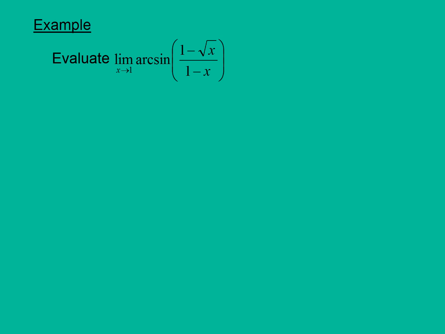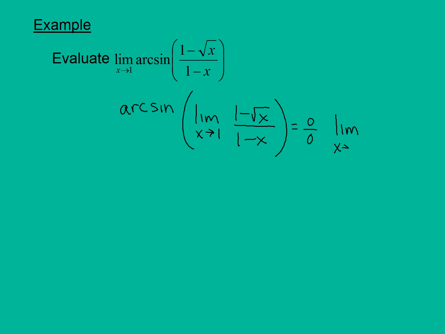Evaluate arcsine of 1 minus the square root of x divided by 1 minus x as x approaches 1. We are going to use some of the limit laws we learned earlier to rewrite this. First of all, we'd have the arcsine, and we can take the limit inside the limit of 1 minus the square root of x all over 1 minus x as x approaches 1. If we use direct substitution for this limit, we can see we get 0 over 0.